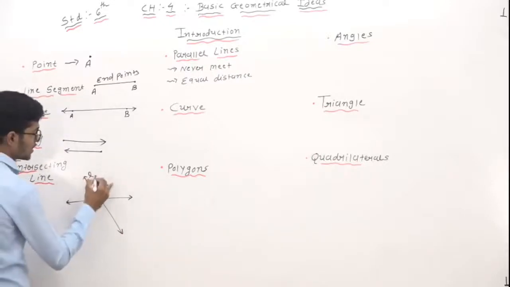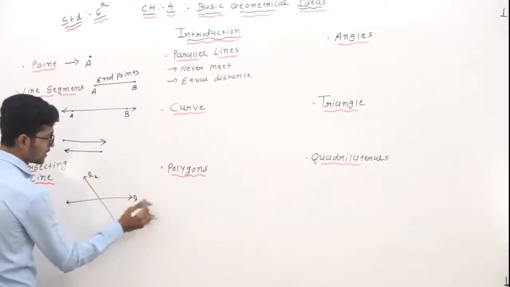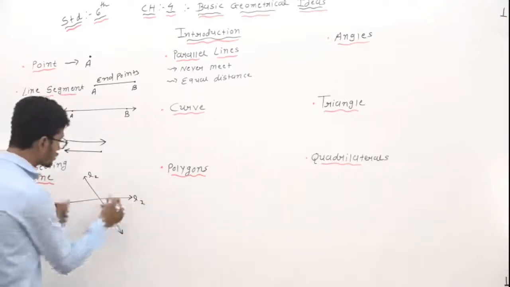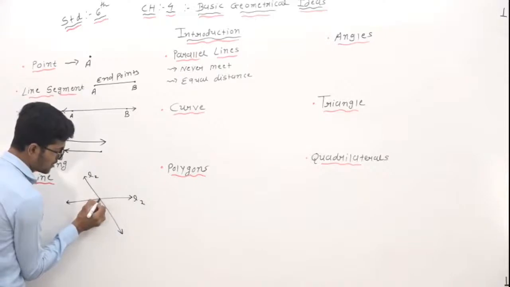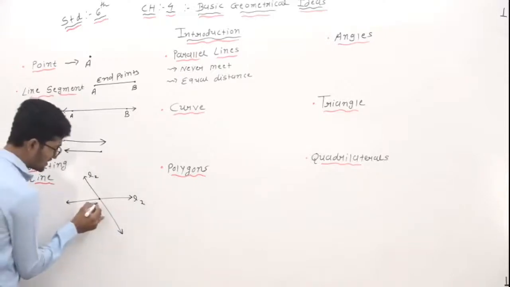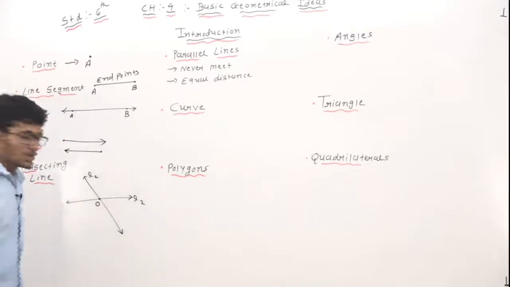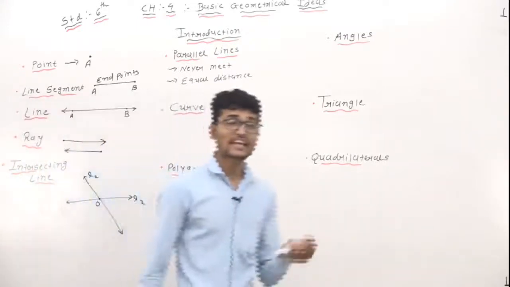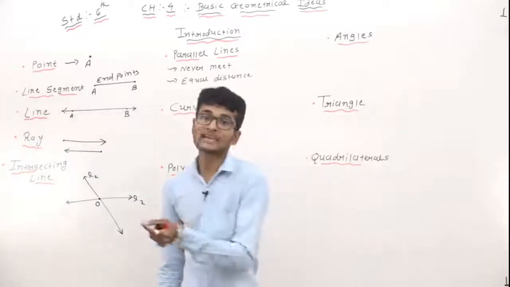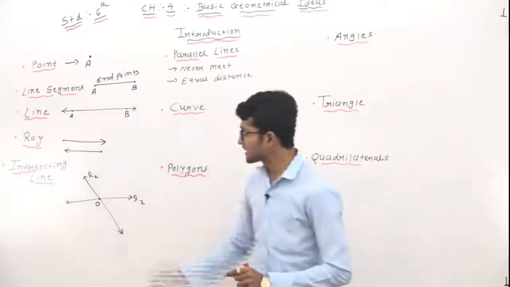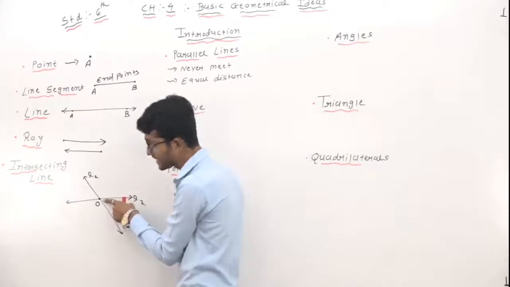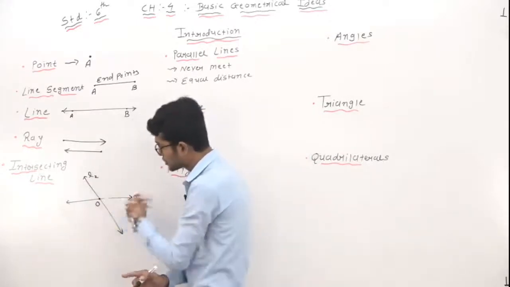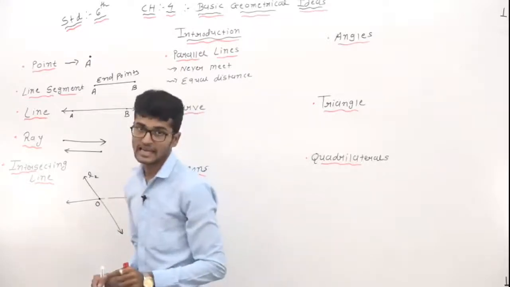Here are our two lines. This one is line L1 and this one is line L2. These two lines meet at a point, suppose this point is named O. These two lines are called intersecting lines. It means line L1 intersects line L2. Why? Because these two lines meet at one point O. So these two lines are intersecting lines.